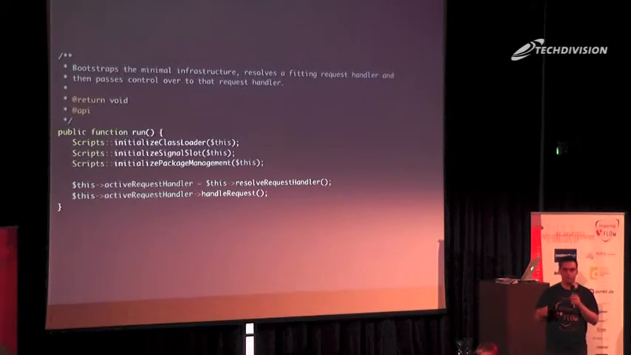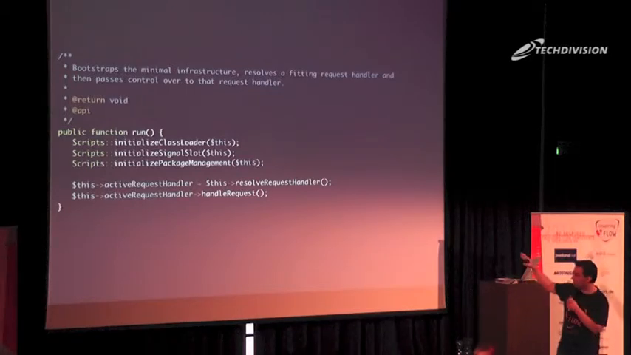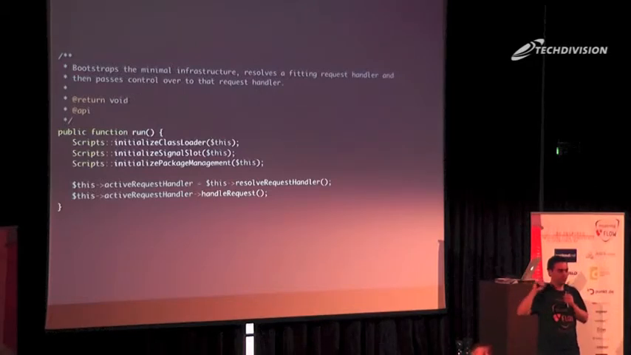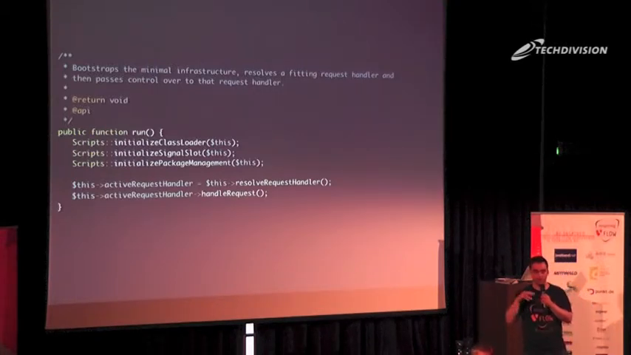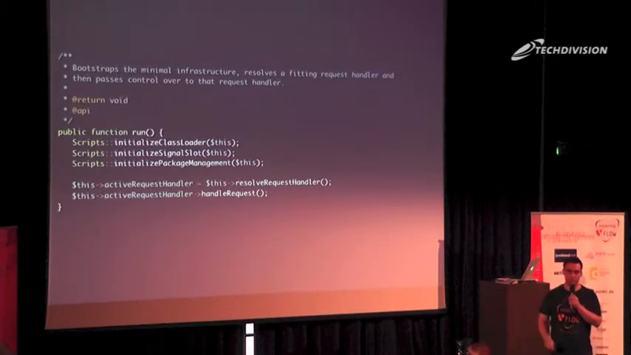So a request handler is built into Flow. We have an HTTP request handler, of course, but you can create your very own request handler. And this mechanism allows you to hook into the boot process extremely early. You can imagine that initializing the class loader, signal slot, and package management doesn't take so long. So at this point, you already can take over control completely and do some very specific request handling, if you like. So if you compare it to TYPO3, the eID mechanism, that is kind of similar, but it's much earlier in the whole boot process.